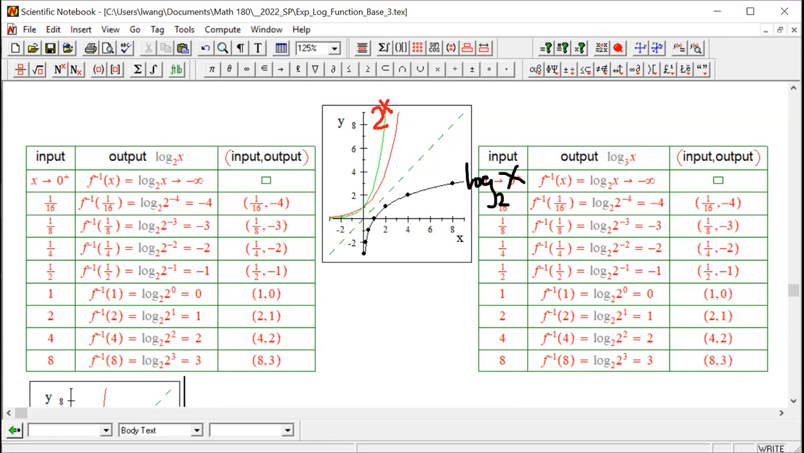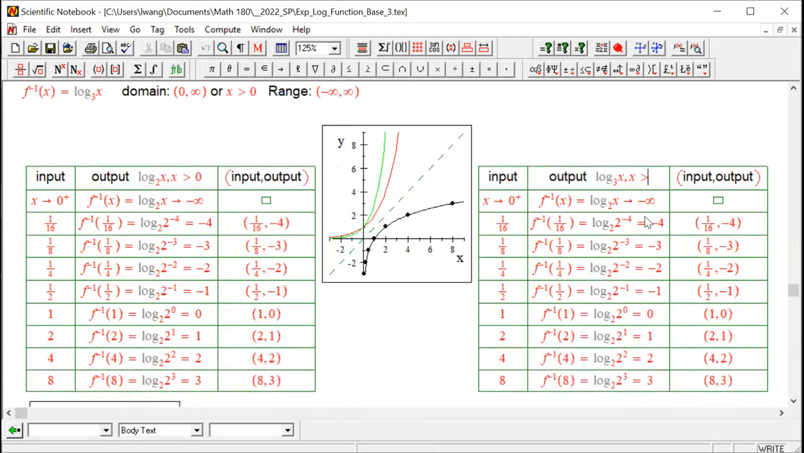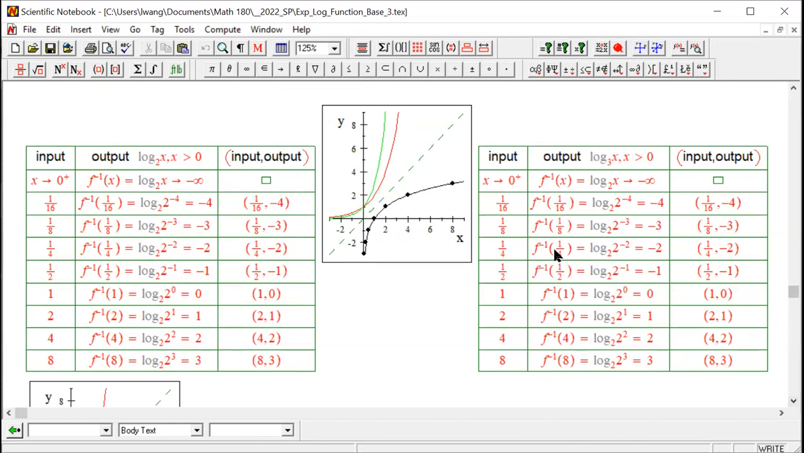Okay, so let's clean this up. Then we know what these are: 2 to the power x, 3 to the power x, log base 2 x. Because we know the domain is positive, the domain for these is the same. x must be positive, and for this one here, x must be positive. So we're going to choose numbers approaching zero.